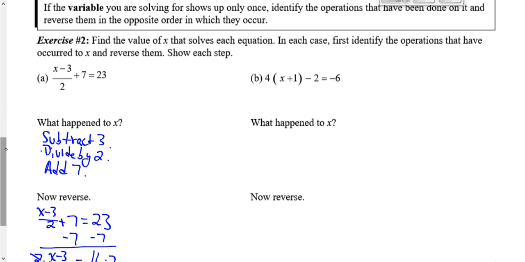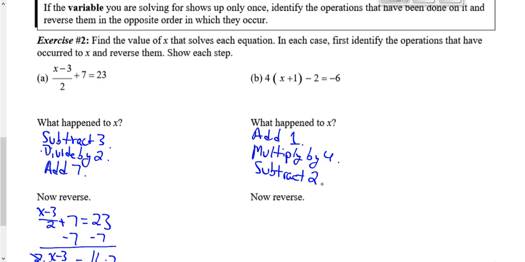Add 1, right? Add 1. And then what? Multiply that result by 4. And then what? Subtract 2, right? Subtract 2.